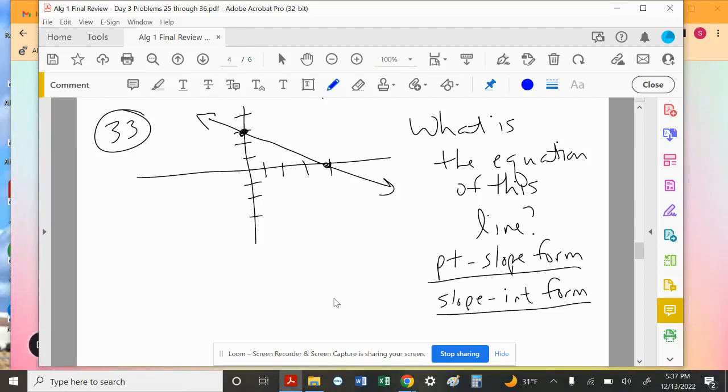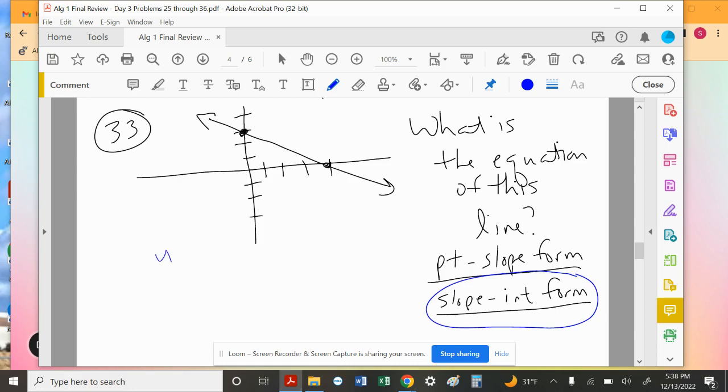Now we move on to number 33. Number 33 asks, what is the equation of this line? So we have a line here. We want to put it in slope-intercept form. We could put it in point-slope form, but normally that's a little harder, so I don't want to do that. So I'm going to go ahead and put it in slope-intercept form.